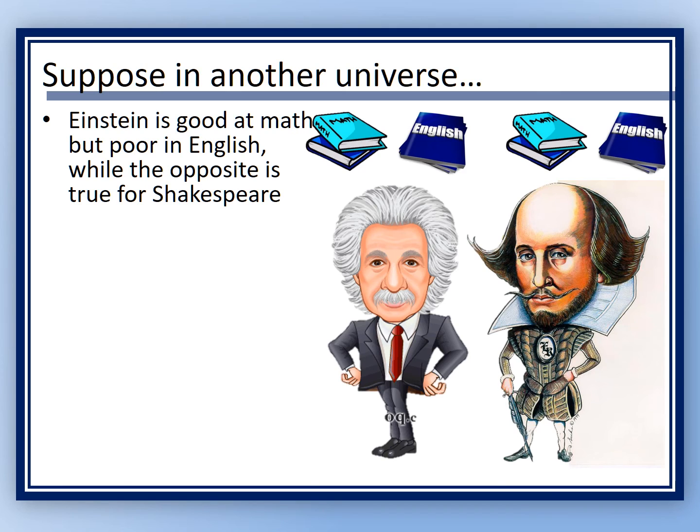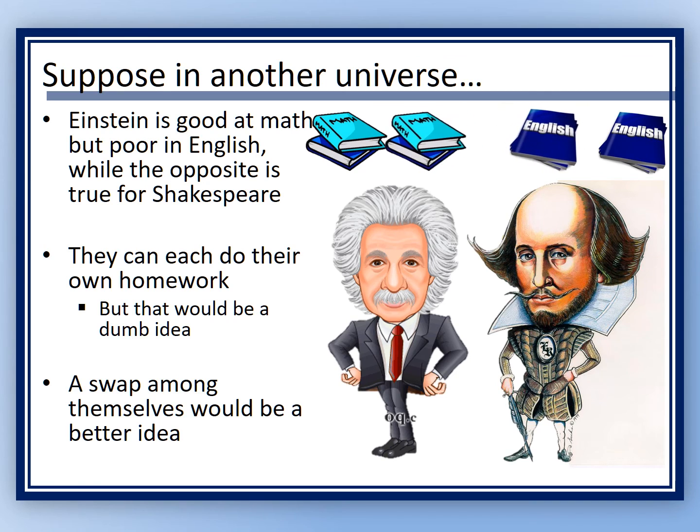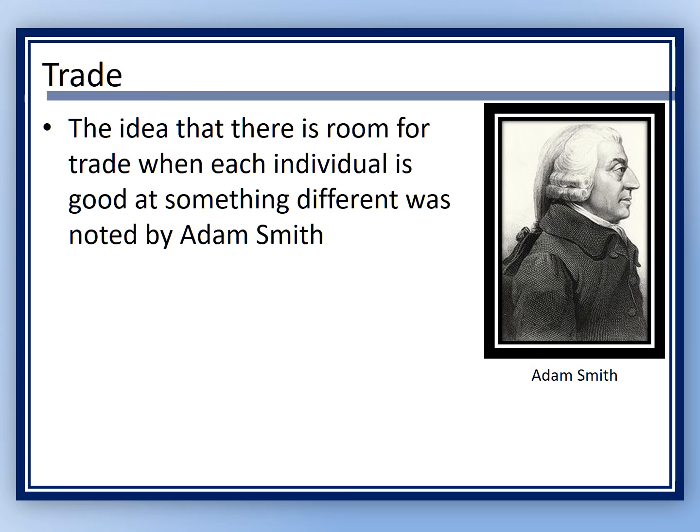So they can each do their own homework, but that's not a very smart way of doing things. A much better way would be for them to swap their homework, right? Like, Einstein can probably complete two sets of mathematics homework much quicker than he can complete one set of English homework. So we just swap, right? That's fair. I do your English homework and you do my mathematics homework, right? That's great.